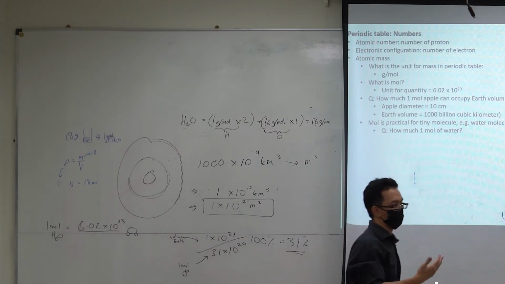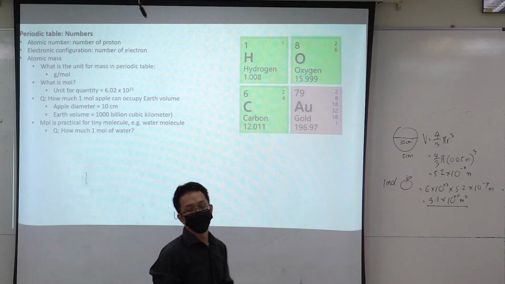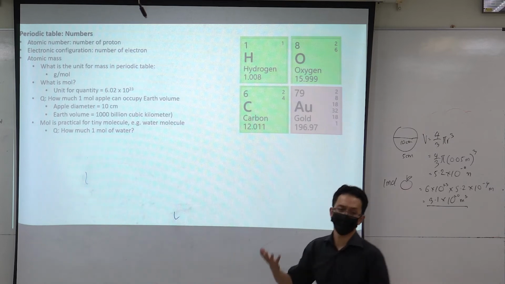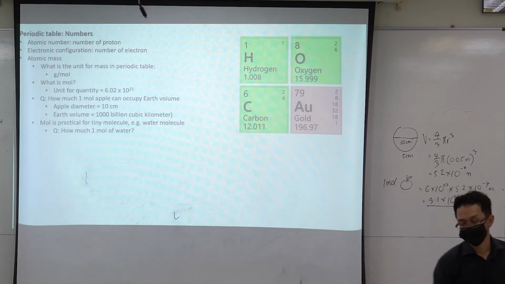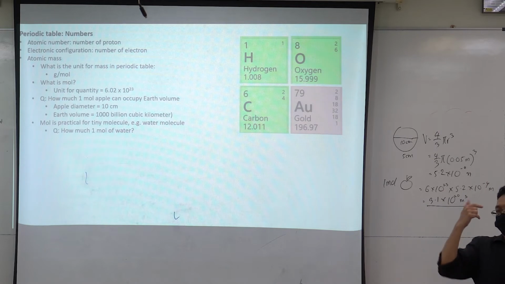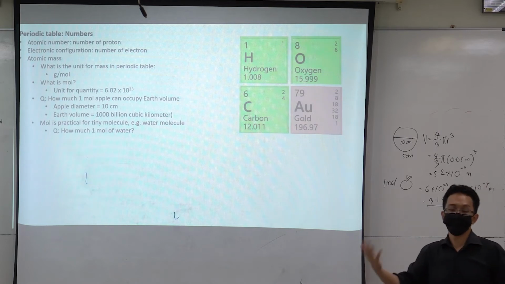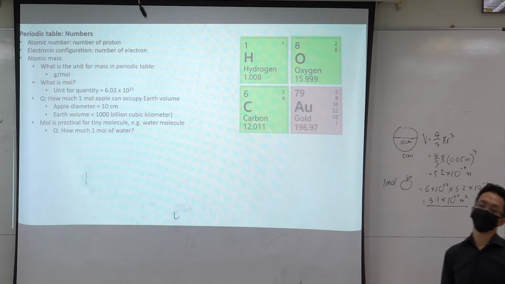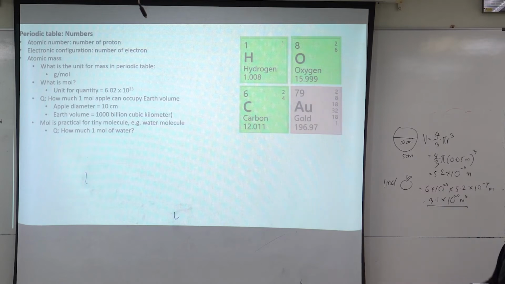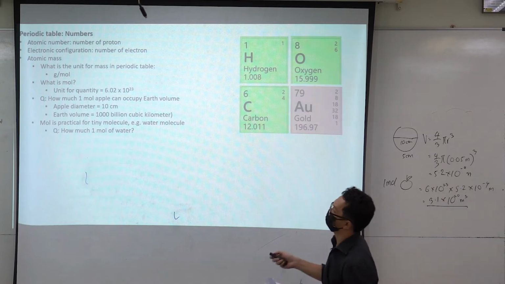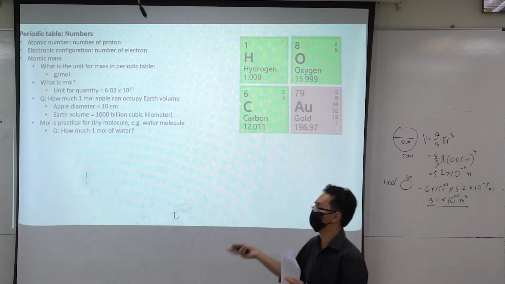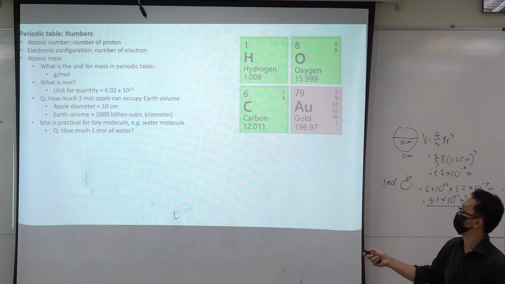But if you do that for oil or ethanol, it's different because the density of ethanol is different from water. Water, the density is 1. That's why you can say that 18 gram of water is equivalent to 18 milliliter of water. So that's the calculation. What I did now is to familiarize yourself with how to convert mole into gram into volume. That's the purpose here.